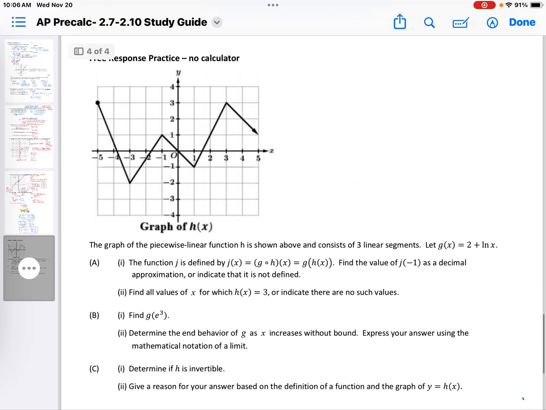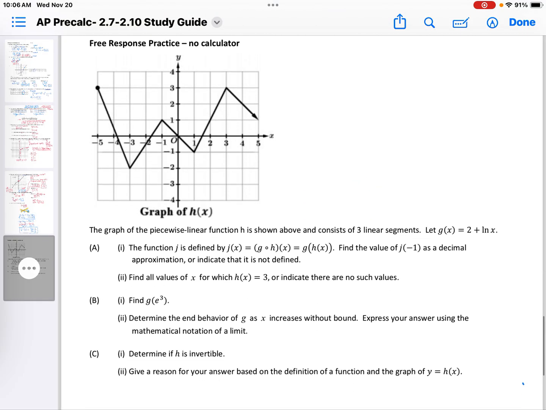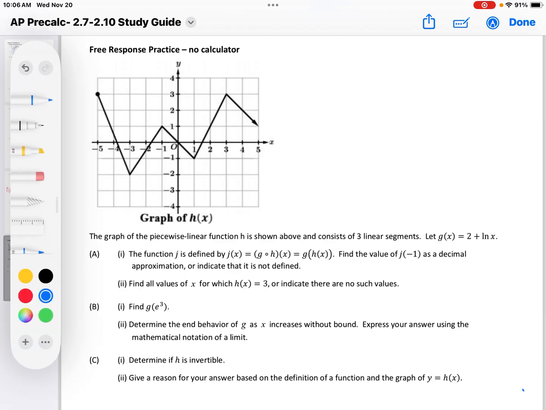Last thing is the free response. So listen closely as I go through these, all right? So we're given a graph for h of x, and then we're also given an equation for g of x. So please pay careful attention to which function you're supposed to be referencing when you do these problems. First question says the function j is defined as a composition of g of h of x. And they want us to find the value of j of negative 1. All right, I'm going to show this work up above here.